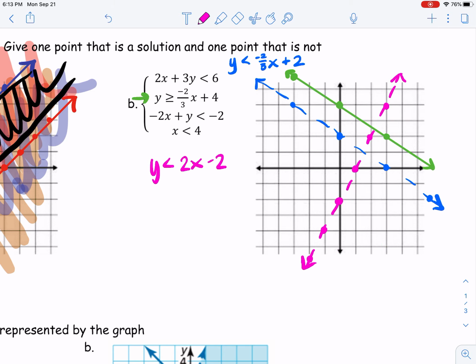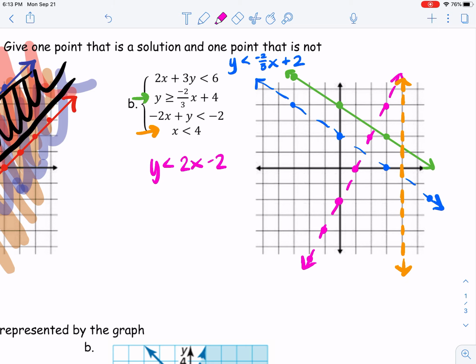All right. And then the last one looks a little bit different. It's x is less than 4. So that is going to be a vertical line. X is less than 4. So 1, 2, 3, 4. And that's going to be a dashed line. So we're here.